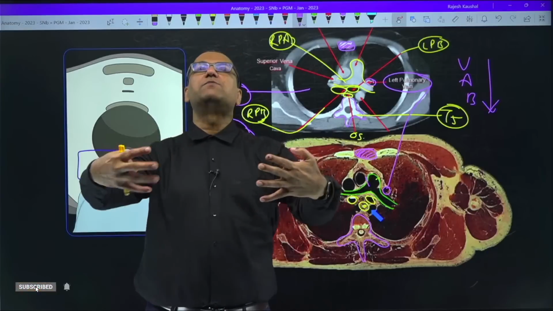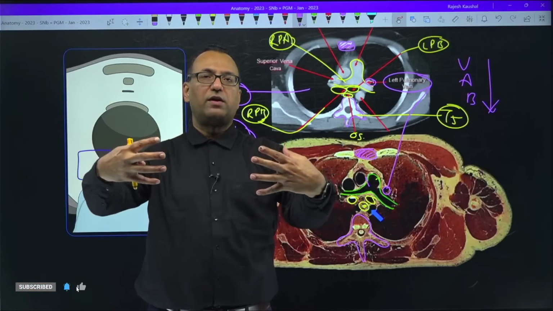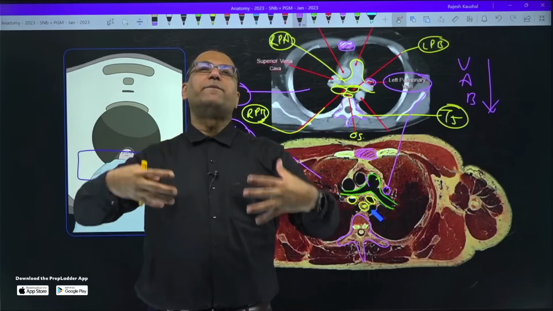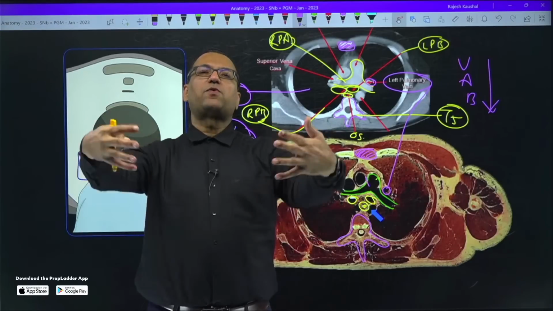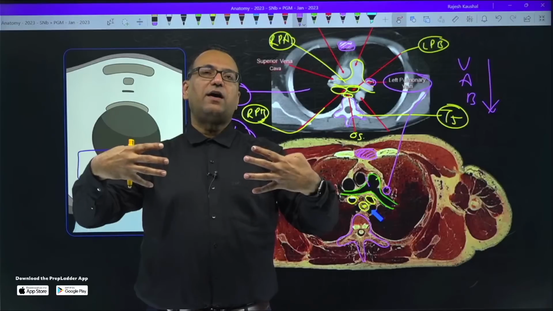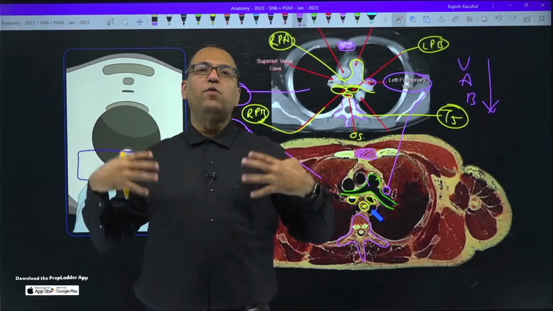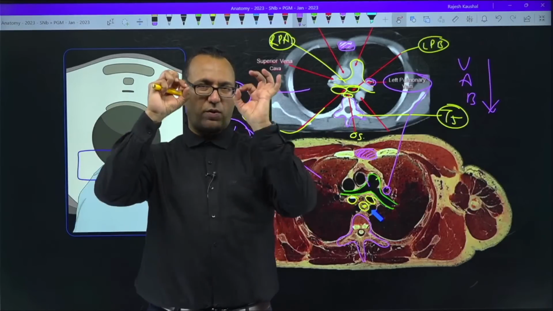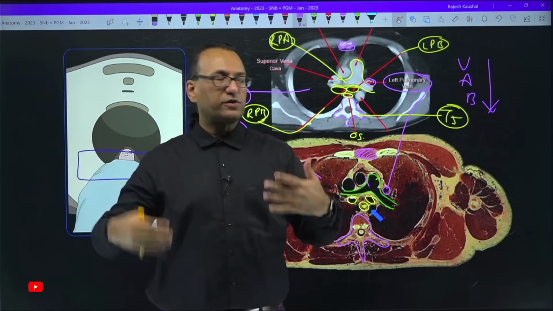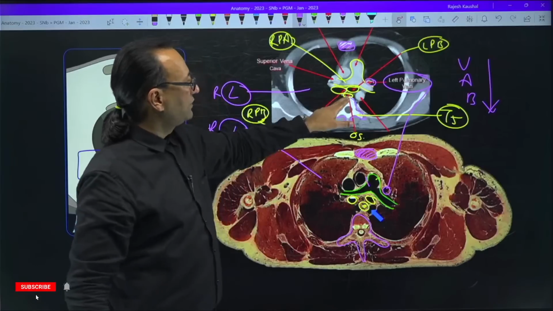Now why is vein most anterior? Because it has thin wall as compared with artery, which is thick wall, and the thickest wall is bronchus. So thinnest wall, most anterior, should not be compressed, and then thick wall, artery, and the thickest is bronchus. Bronchus is quite thick as compared with artery or vein. So VAB, anterior to posterior. That relation you can see here as well.